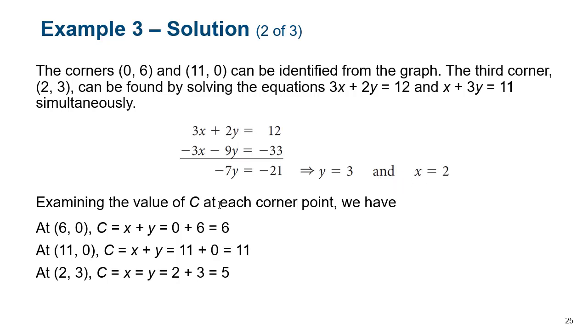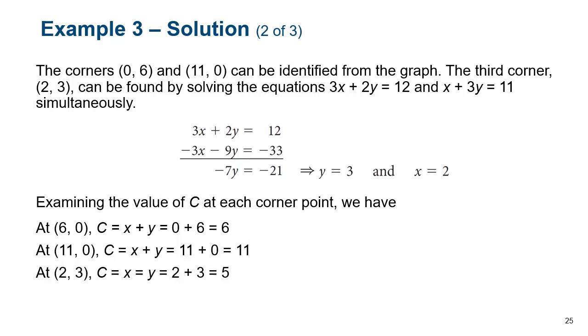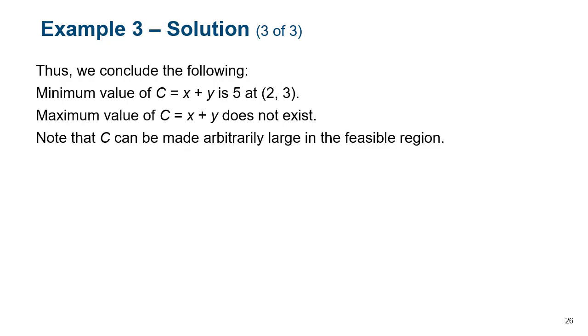And then if we examine the value of c at each corner point, put in 6, 0, we get 6. Put in 11, 0, we get 11. Put in 2, 3, we get 5. So there's our minimum. If we wanted to maximize it, of course, it doesn't technically maximize at 11 because that region goes on forever. So it basically says you just keep making x's and y's bigger and bigger and bigger, and you'll maximize that c function, whatever it happens to be.